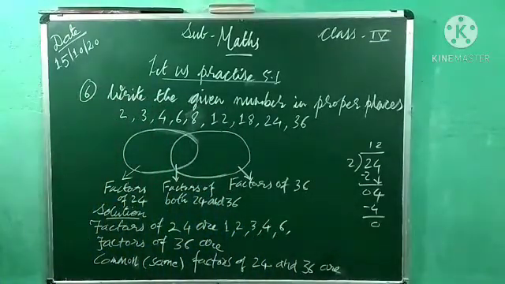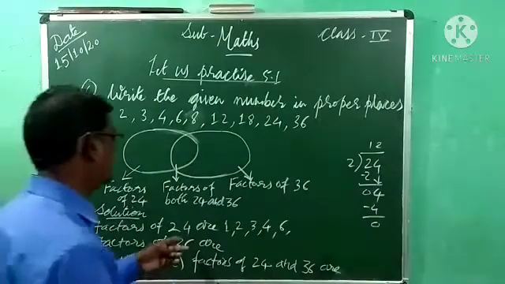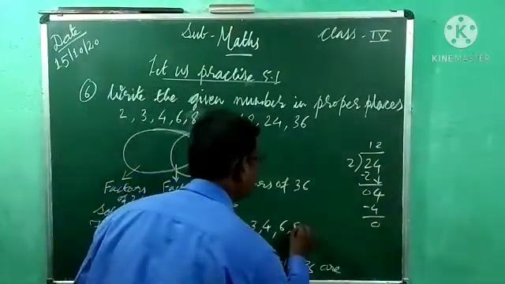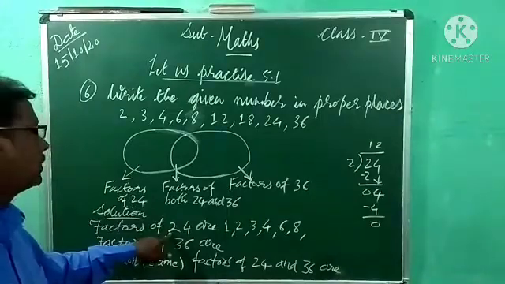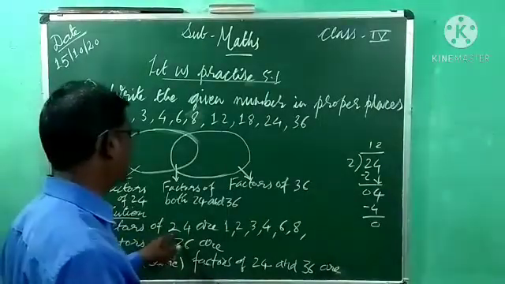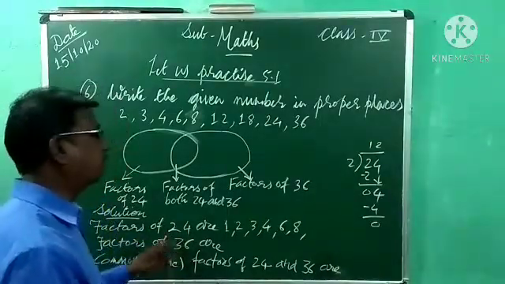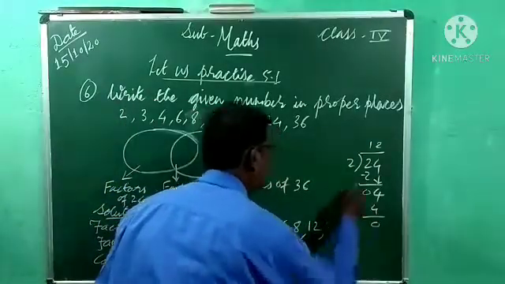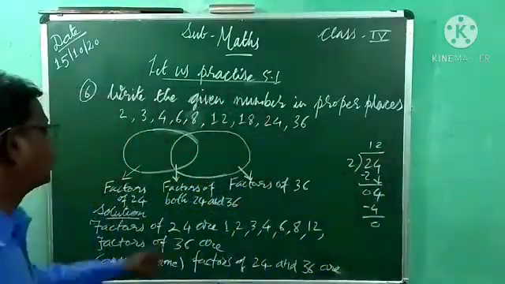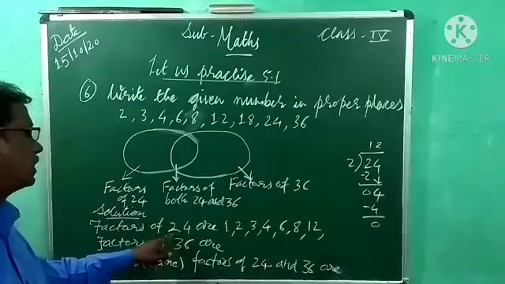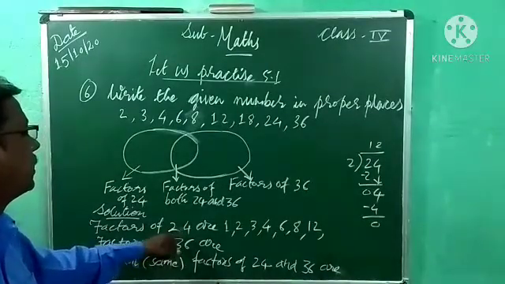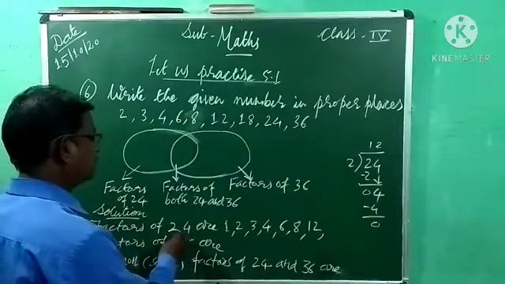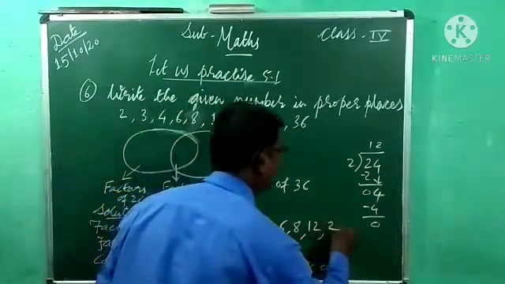Now the 7 table does not give it. 8 ones are 8, 8 twos are 16, 8 threes are 24, yes, so 8. In the 9's table we are not getting 24. 10 also not, 11 also not. 12: 12 ones are 12, 12 twos are 24, so 12. 13 not possible. 14 also not. 14, 15, 16, 17, 18, 19, 20 not. 21, 22, 23, 24: lastly we get 24 ones are 24.